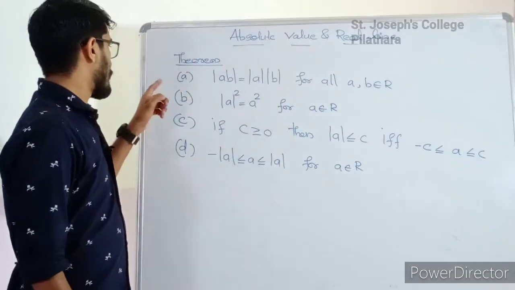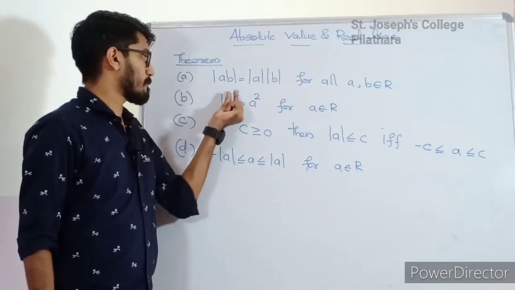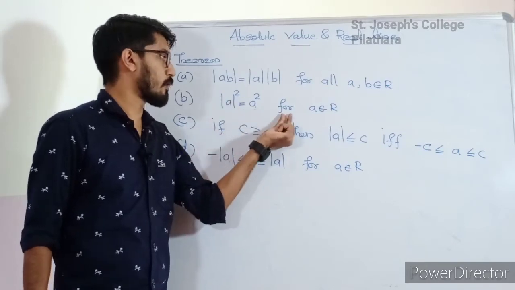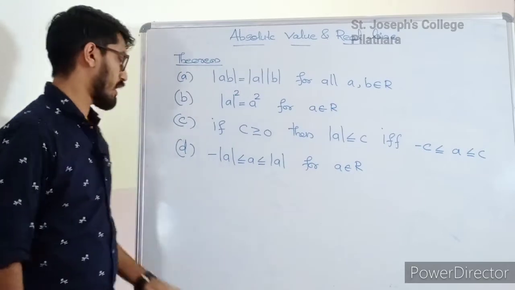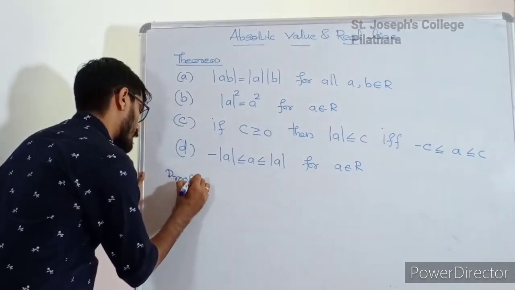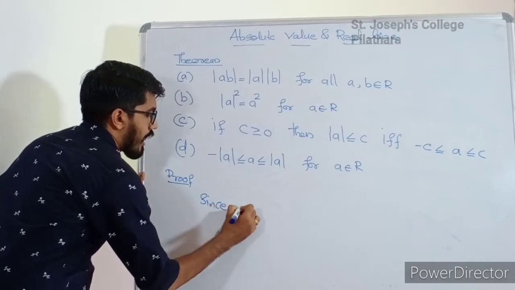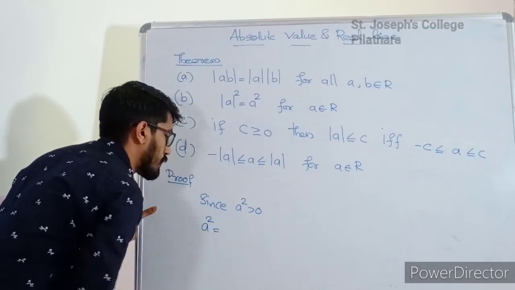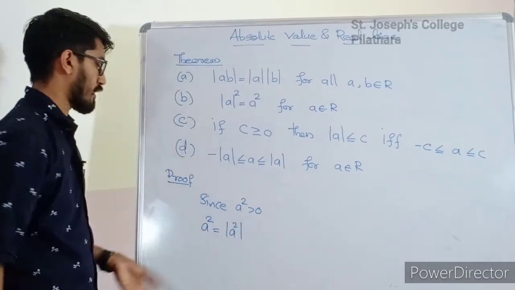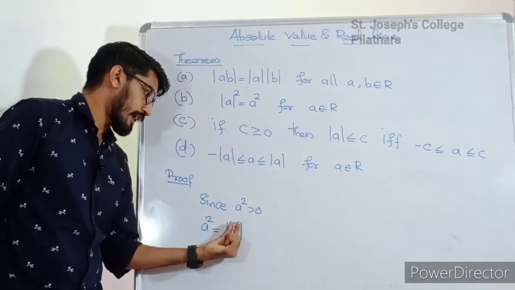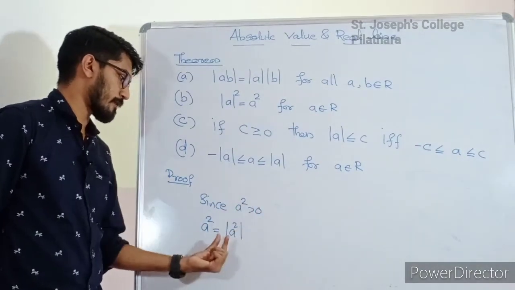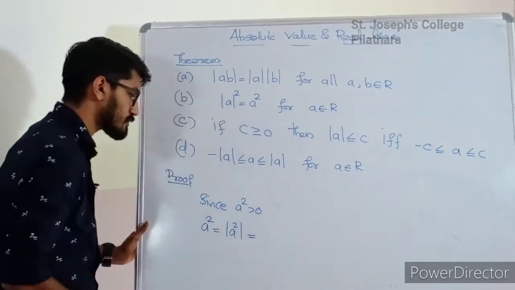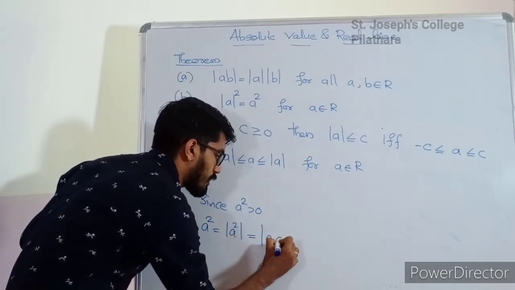Next, we move on to the second one, B. We want to prove that modulus of A square is equal to modulus of A the whole square is equal to A square for all A belongs to R. Proof. Since A square is greater than 0, therefore A square is equal to modulus of A square. That means A square is positive, therefore absolute value of A square is equal to A square itself, which is equal to modulus of A into A.